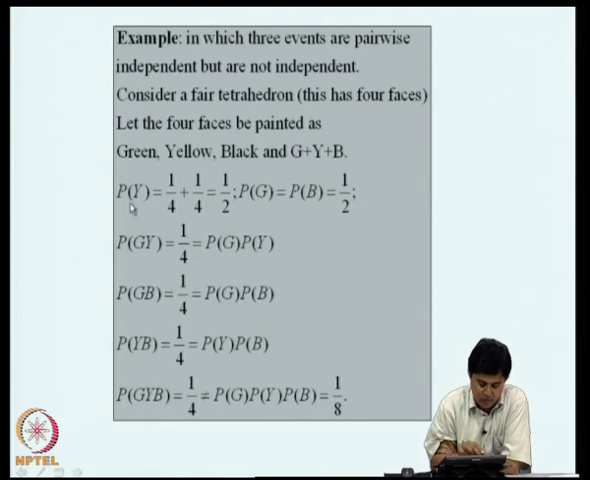Now what is the probability of Y? This is 1 by 4 plus 1 by 4, because there is a Y in the fourth face also, so this is 1 by 2. Similarly, the probability of green and blue is half. What is GY? It is 1 by 4, which is the probability of G times the probability of Y. What is GB? It is 1 by 4, etc. But what is the probability of GYB? It is 1 by 4, but that is not equal to 1 by 8. So this is an example that may help you to understand what is meant by independence of 3 events.